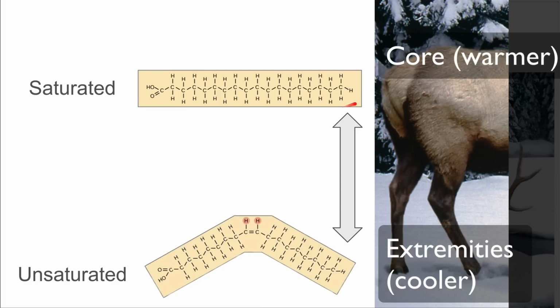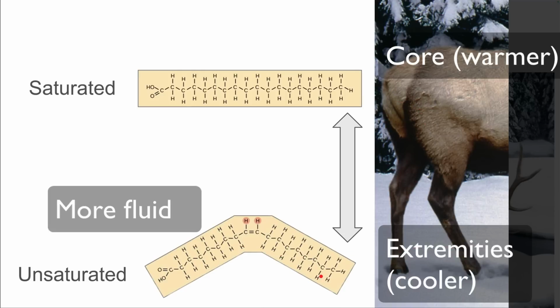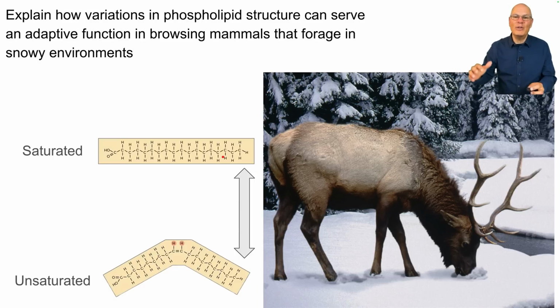Why? Because as the temperature decreases, these unsaturated fatty acid tails keep the membrane fluid so that diffusion can continue to occur, so that oxygen can continue to flow from the blood into the cells, whereas the phospholipid tails in the body core are more saturated, and that provides a correct level of fluidity in that part of the body. So there tends to be a gradient of more saturated fatty acid tails in the core, more unsaturated fatty acid tails in the extremities.